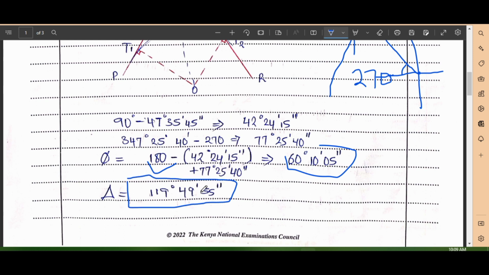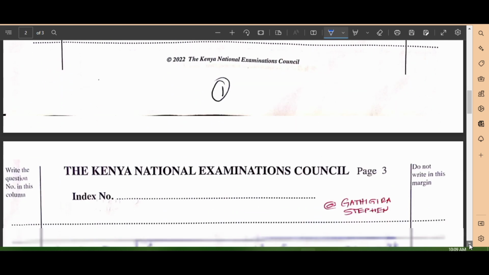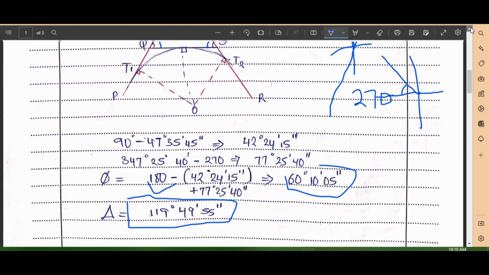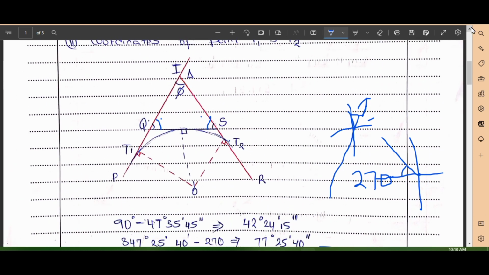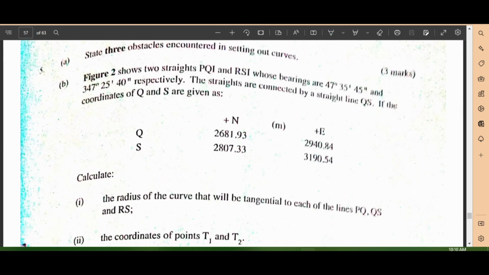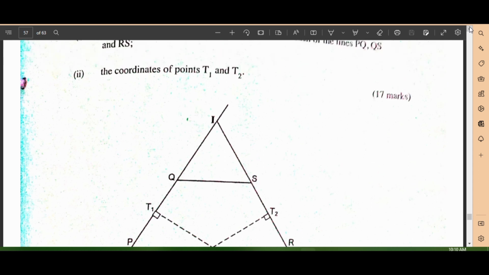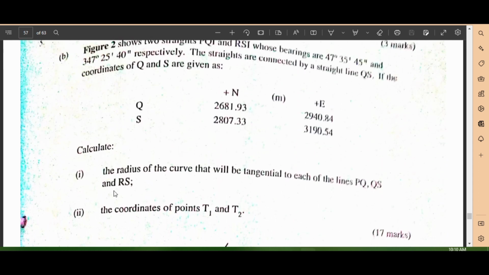119 degrees 49 minutes 55 seconds. So that is my deflection angle. Then I go ahead, so I need to find the distance that we have here. So I go ahead and use a simple mathematical formula, because here we had been given the measurements.